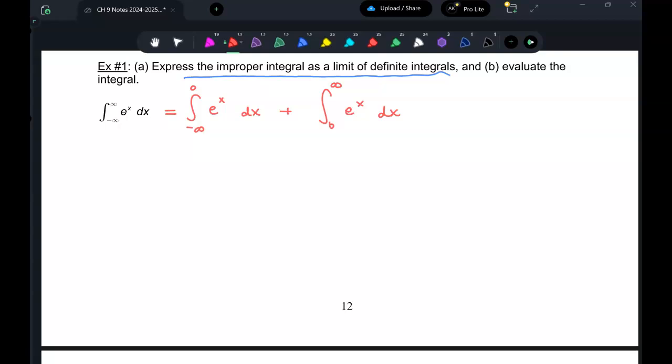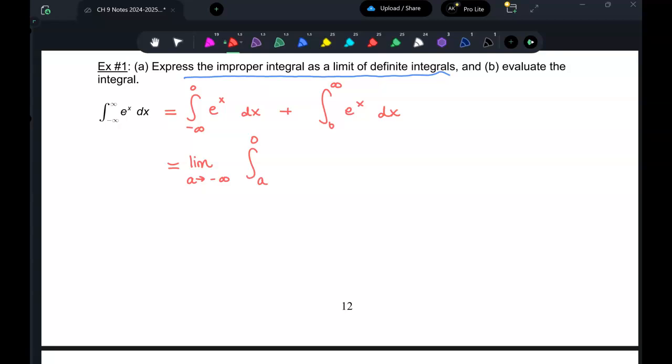Well, we're going to get to some more examples. All right, here we go. So the first thing I want to do is divide it up into two parts. I already addressed that.